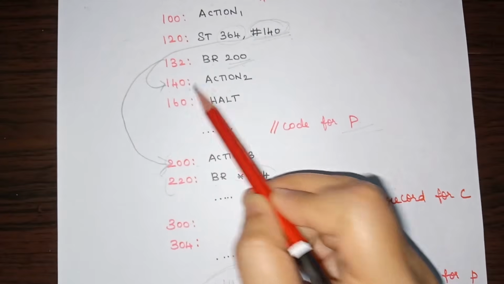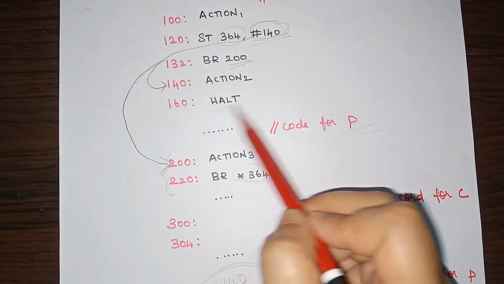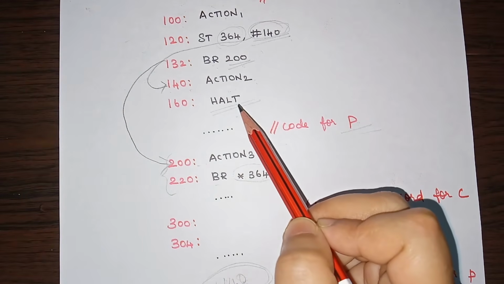So what is there in the 140? It contains action 2. After performing this action 2, it will come to the next statement, that is halt. So here the program will get terminated.